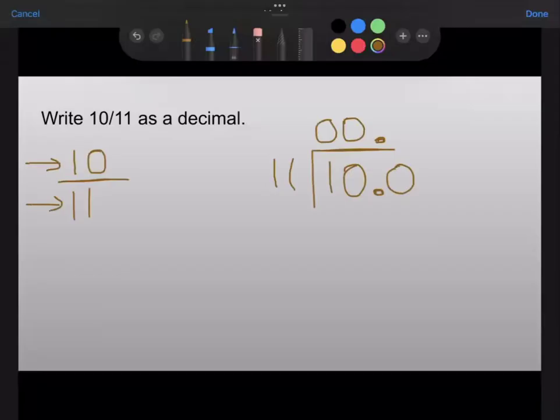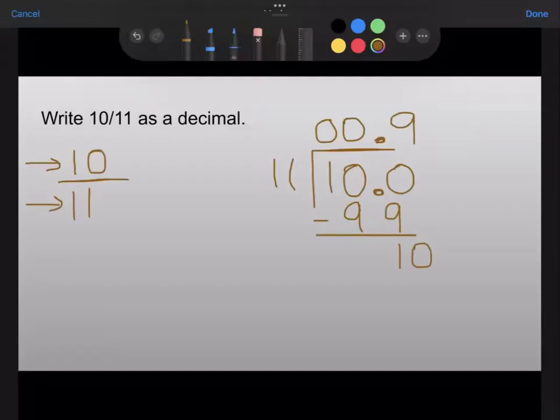And then I'm going to try to figure out how many times 11 would go into 100. So I'm thinking, since I know my 11s, that 99 is probably the closest I'm going to get. So I'm going to put a 9 here and put a 99 down here to subtract. That will give me 1 left over. So now I have to add a 0 to my remainder and keep going. So I'm going to add a 0 to make it 10.